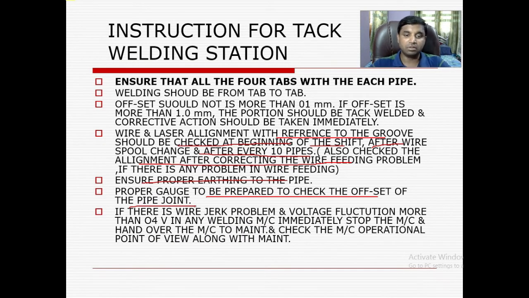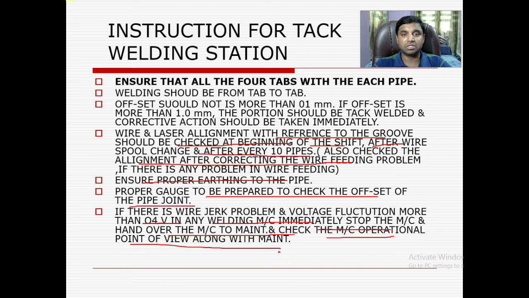If there is a wire jerk problem or voltage fluctuation of more than 0.04 volt in any welding, immediately stop the machine and hand over the machine to the maintenance department. Check the machine from the operational point of view along with the maintenance.